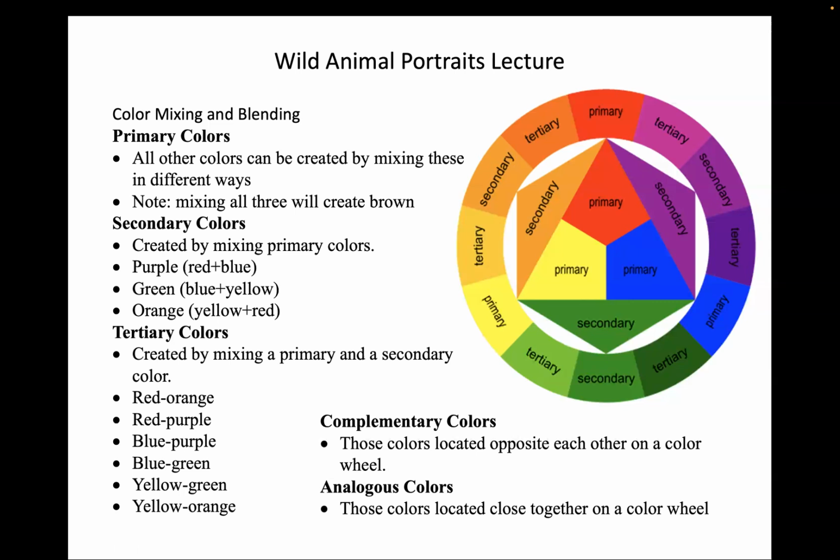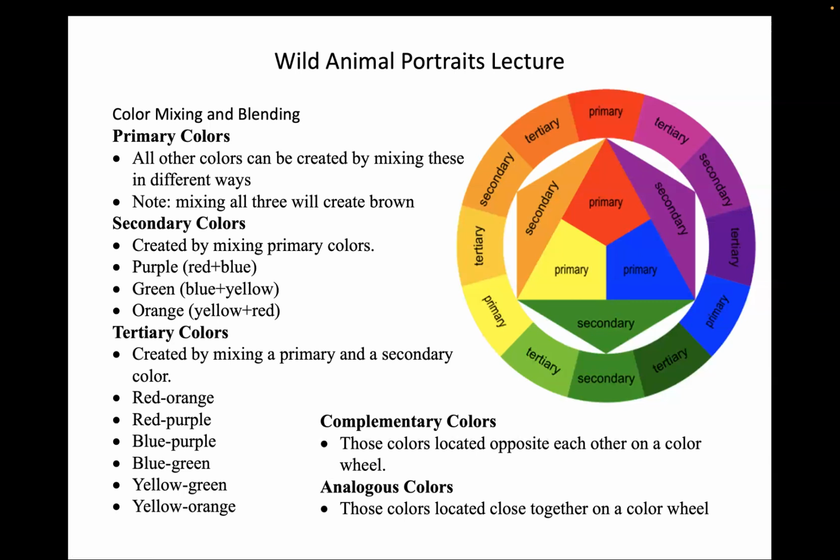Now, this is where things get interesting. What is a tertiary color? It is created by mixing a primary and a secondary color. For example, a primary red with a secondary orange will create a tertiary red-orange, right? Same thing on the opposite side: a primary red with a secondary violet or purple will make a red-violet, and so on and so forth, right?